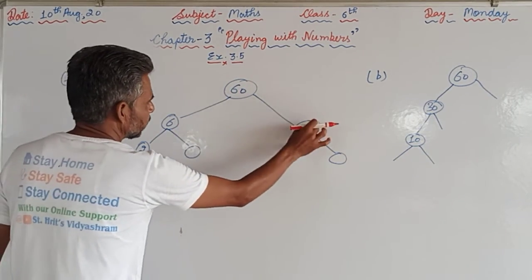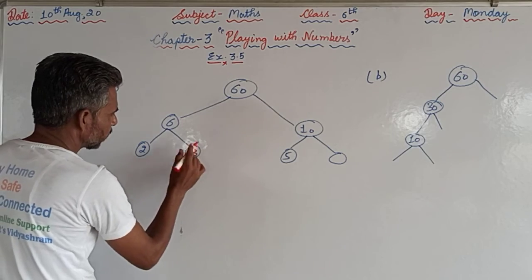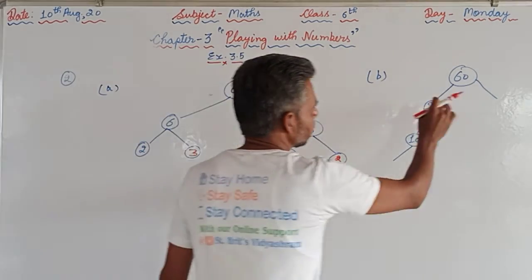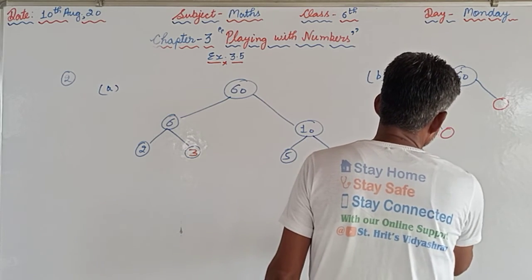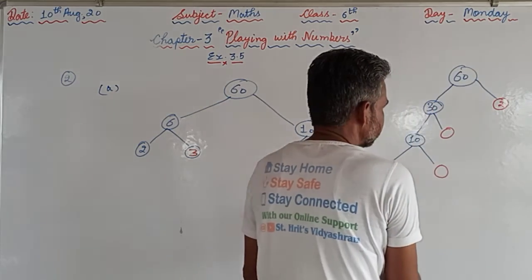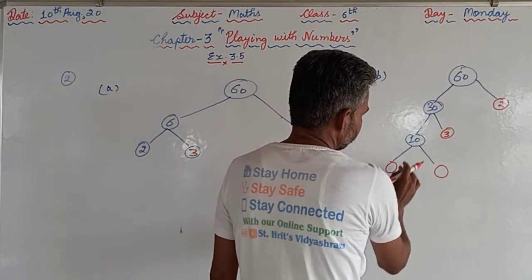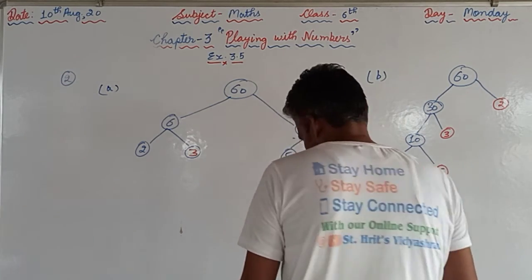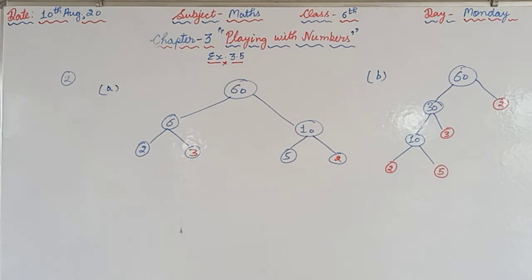60 gives 10 and 6, here 6 gives 2 and 3, here 10 gives 5 and 2. Then 60 gives 2 and 30. Now 30 gives 10 and 3. Now here 10 gives 2 and 5. So like this we can complete these factor trees.